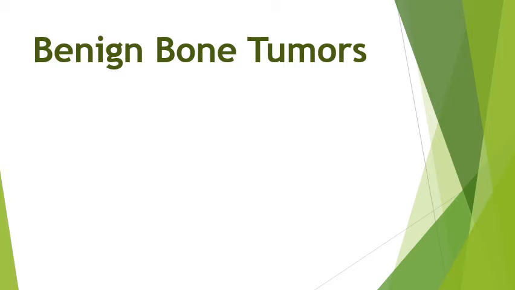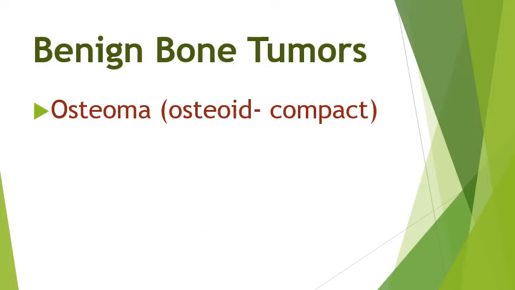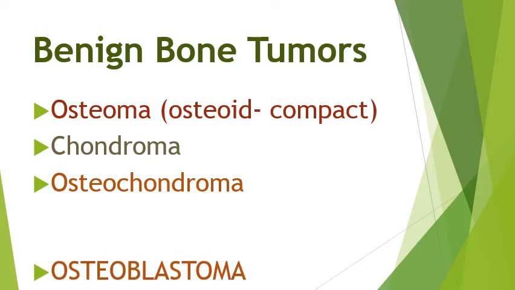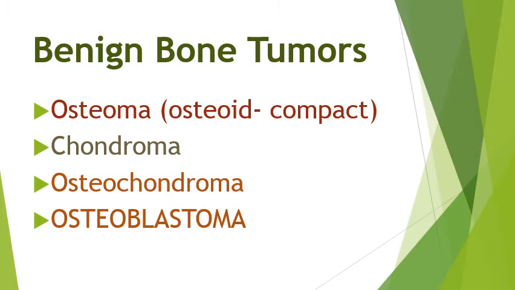When we talk about benign bone tumors, we are talking about osteoma, either osteoid or compact. Osteoma has two types. Or chondroma. And as you may know, osteo means bone, so osteoma means benign tumor of the bone. Chondro means cartilage, so chondroma means benign tumor of the cartilage. And osteochondroma, which is formed of both osteo, bone, and chondro, cartilage, and eventually osteoblastoma.